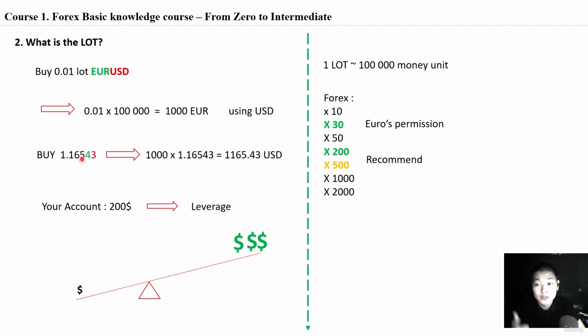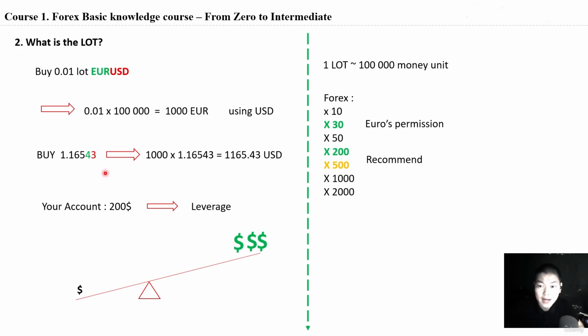How much money do you need to buy the 1,000 euros? I will calculate it for you. And here is the exchange rate, for example, 1.16543. If you want to buy 1,000 euro, you need to multiply 1,000 euro by the exchange rate. So the result is 1,165.43 USD. It means that you multiply the euro amount by the exchange rate to get the final quantity of USD you need to use.